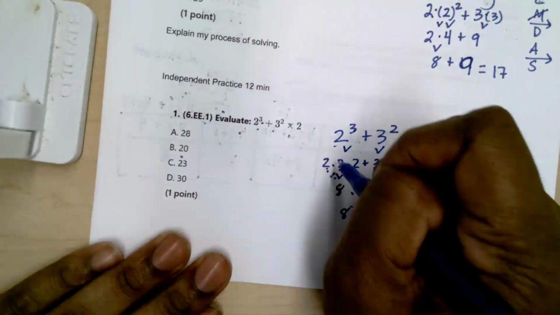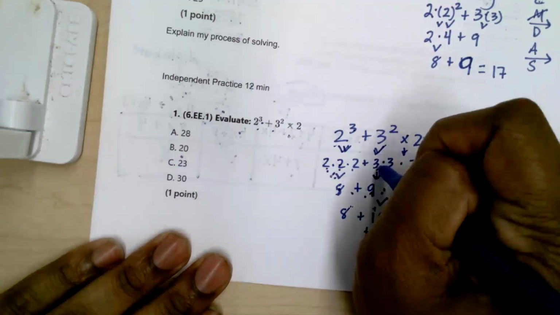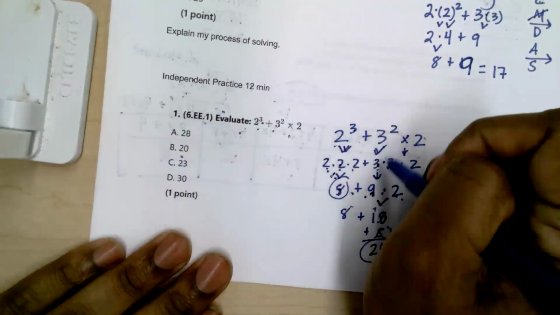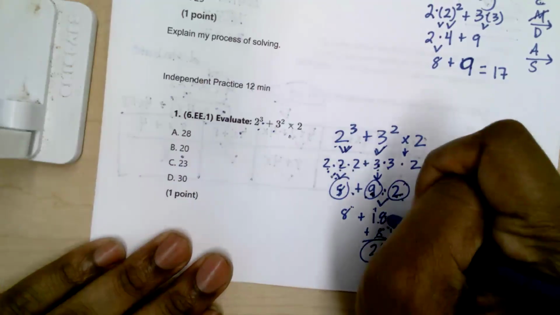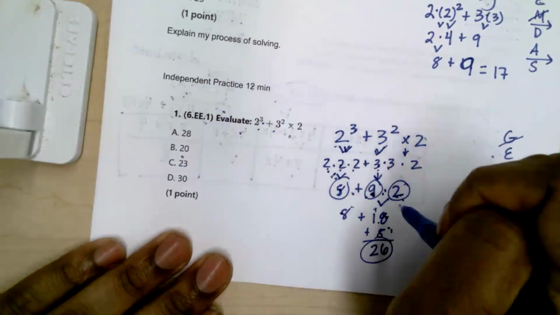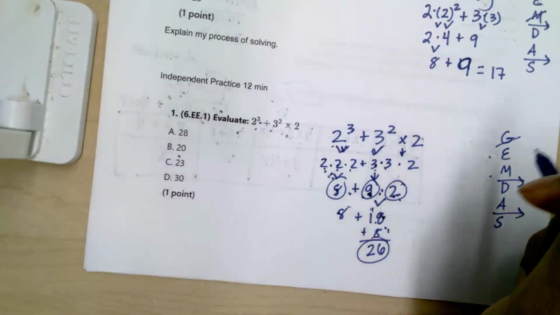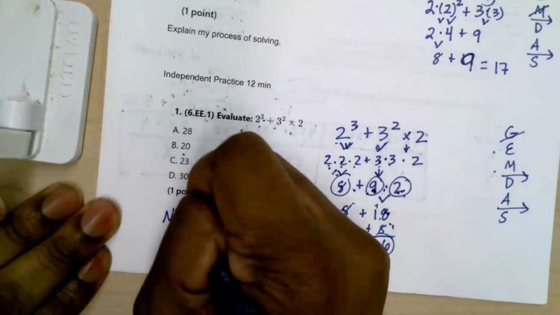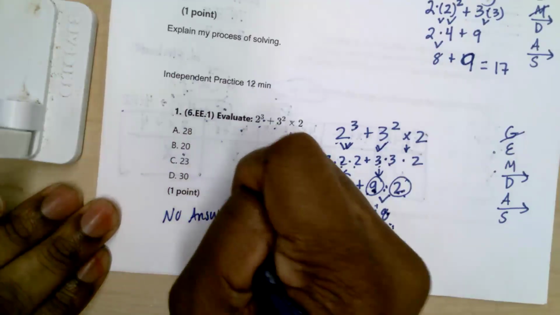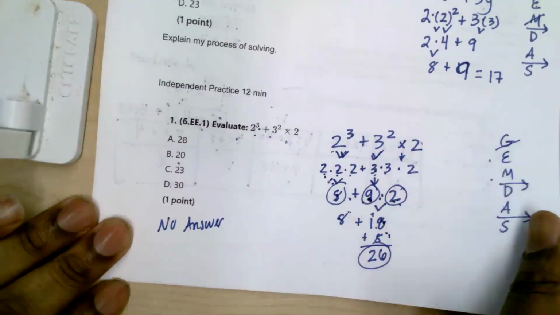Because I had to do this first. Then I had to do this next. And that's how I got that, and I got that. Then I had to multiply by 2. And 9 times 2 is 18. 18 plus 8 is 26. Well, no answer. I guess I beat the computer. All right.